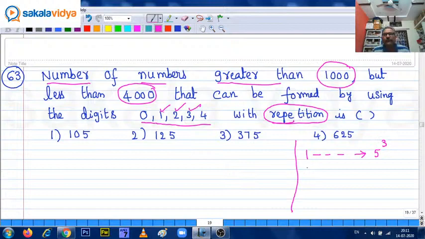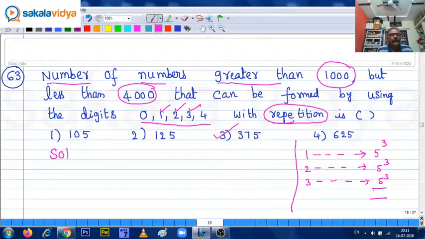Begin with 2. Here also 3 places. That can be done in 5 cube ways. Begin with 3. So that's also 5 cube. So we need to add 125 plus 125 plus 125. 125 into 3 will be 375. So this third option is the right option.